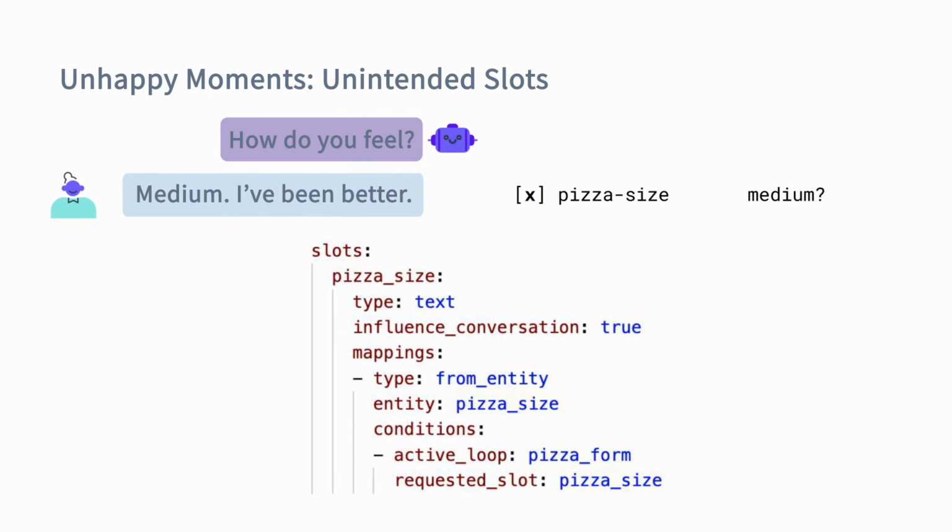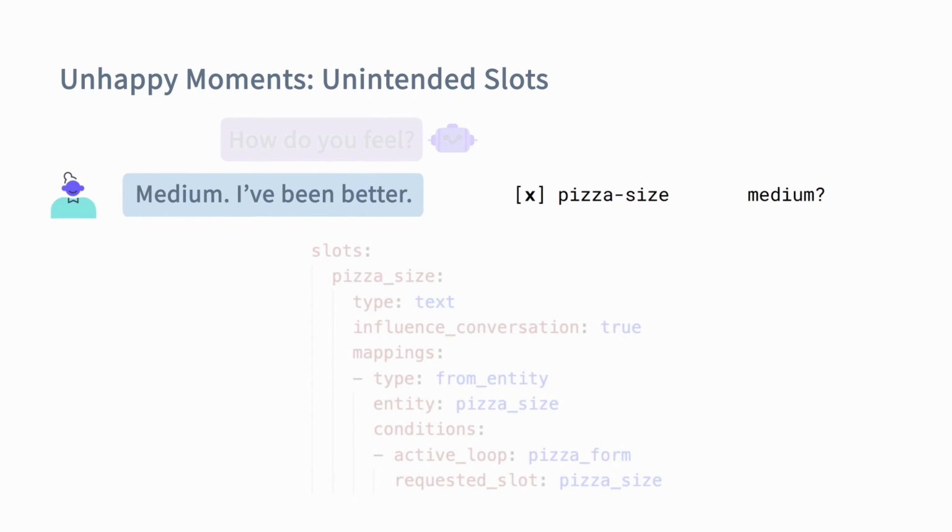That way, comments like this won't cause a slot value to be set because this is happening outside of a form. Now, you do have to think a little bit about your own assistant if you're going to use these conditions. It might be the case that you do want users to be able to set slots outside of forms, but it is really good to know that this is something that you can configure. If you need a little bit more structure and a little bit more of a guarantee with your slot values, conditions might just be the way to go.